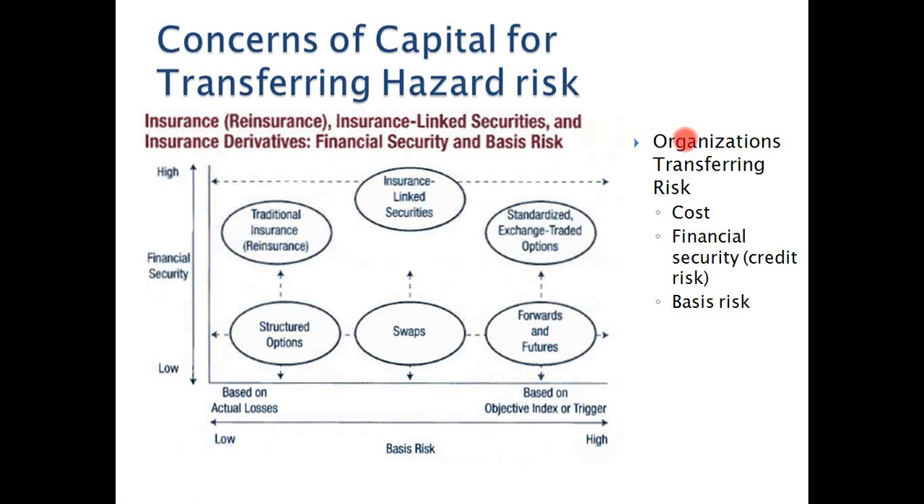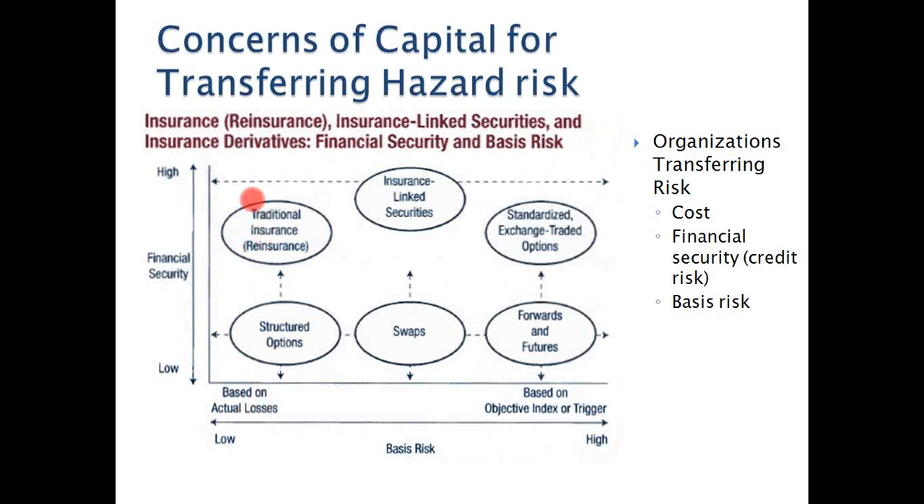One thing they talk about is concerns for transferring capital. If I'm the organization that's transferring the risk, not the investor, there are three main concerns I have: cost, the financial security or credit risk, meaning, am I going to get paid, and then also the basis risk, meaning, am I going to collect enough money to actually pay for the claims that might be there. And this chart kind of shows where the various things are put.